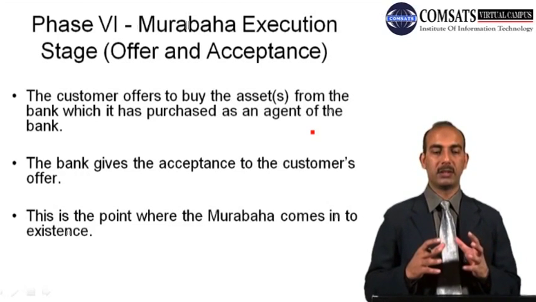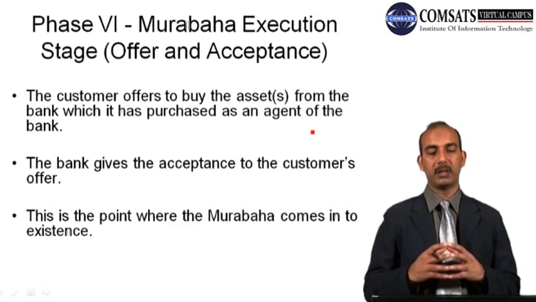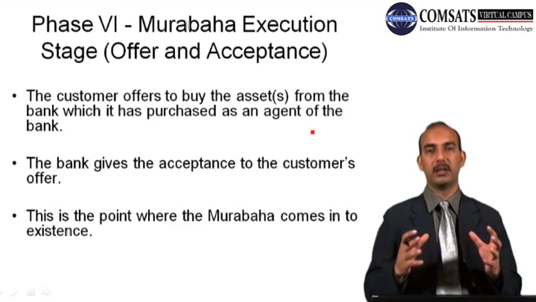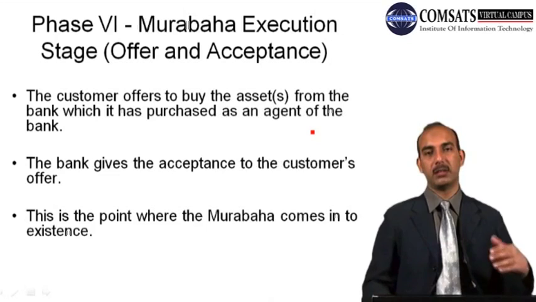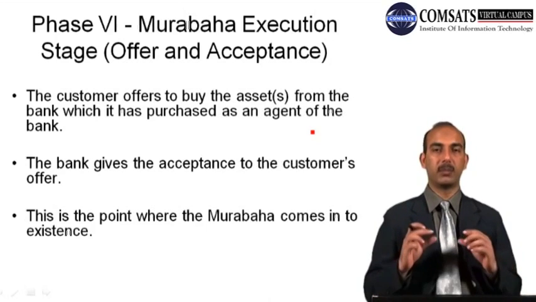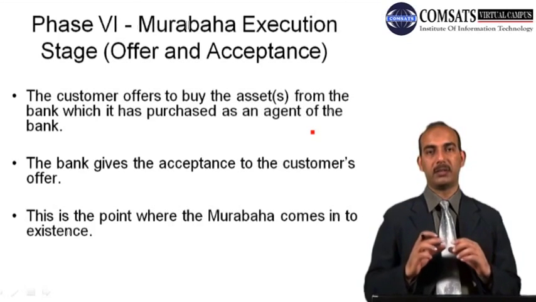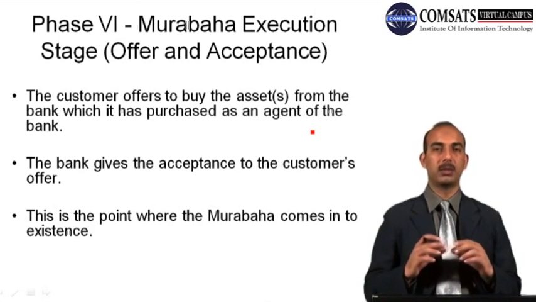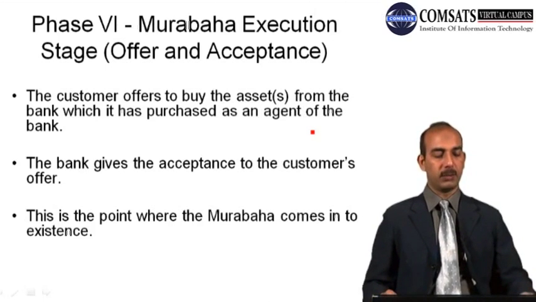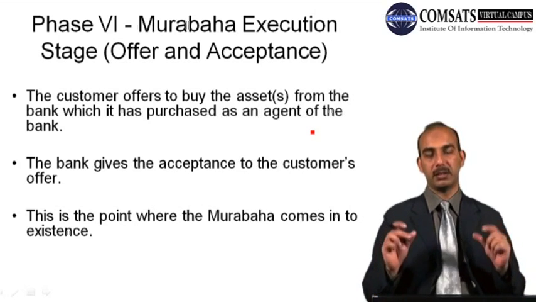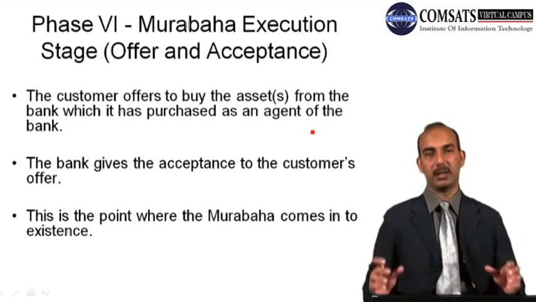So at this stage, that is phase 6, the bank and client enter into the offer and acceptance phase. The customer offers to purchase the asset from the bank which it has already purchased, and the bank gives the acceptance, because this is a formality for a valid sale transaction under the Islamic economic system. So this is very much important, and at this point the Murabaha takes place. The Murabaha transaction takes place at this stage between the bank and the client.